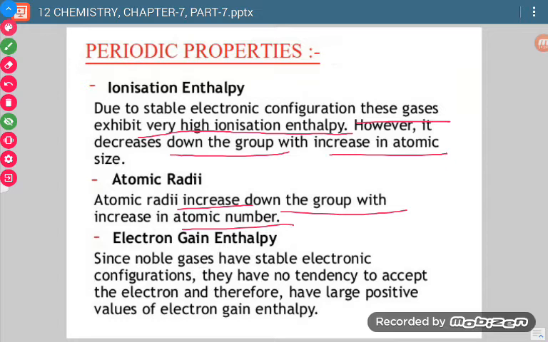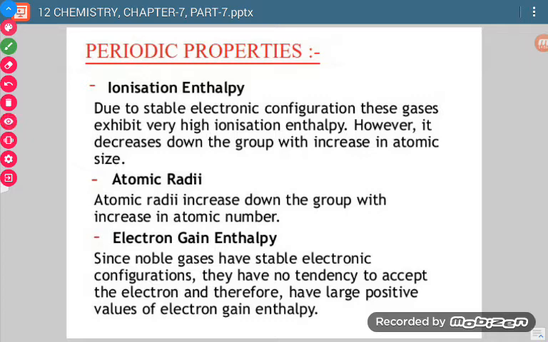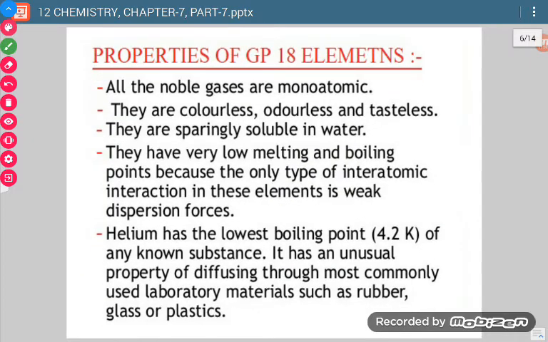Similarly, electron gain enthalpy: since they have stable electronic configuration and no tendency to accept an electron, they have a very large positive value of electron gain enthalpy. Positive value means that we have to give energy, and only then can we add an electron to these gases, because they do not want to accept any electron because of their stability.